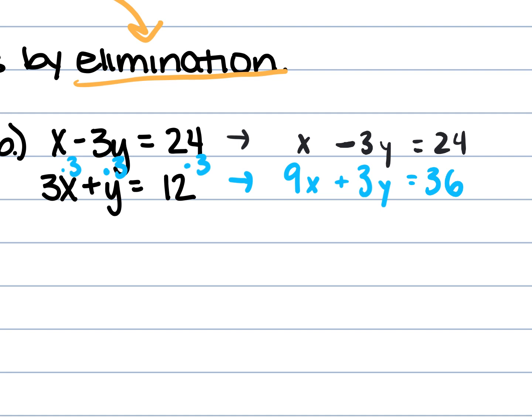All right, what should I do next? So the 3y's eliminate because I have a negative 3y and a positive 3y, so we can get rid of those. What else do I have to do? Add 1 to 9x. What's x plus 9x? 10x. And what is 24 plus 36? 60.